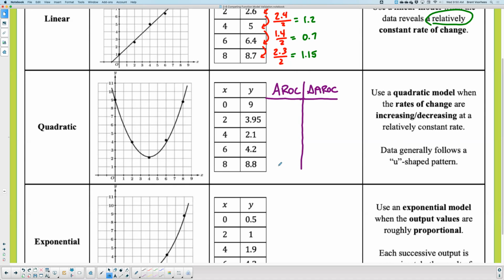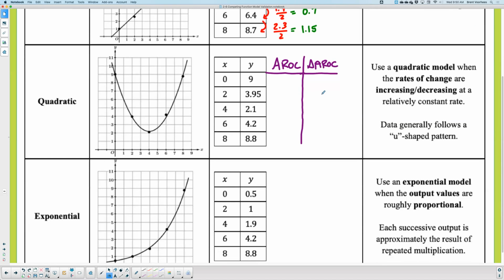I'm not going to fill that in because it's a lot of extra time that we don't need, that I don't want to focus on today. But that's where you would get constant terms, in this column. This would be relatively constant. If you want to fill that in on your own, that would be a helpful exercise. But the change in AROC would be relatively constant. This would not be.